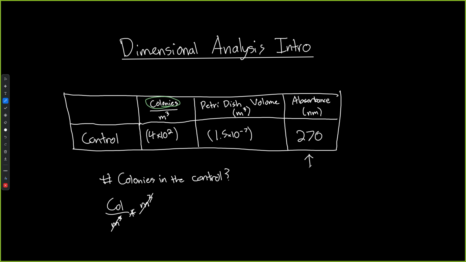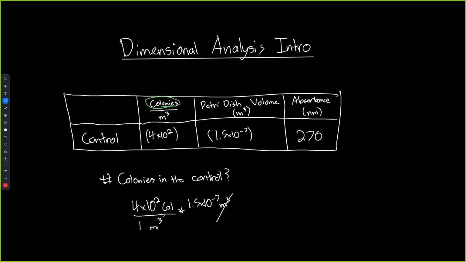I gave you absorbance just to kind of throw you off a little bit. But basically, that's all we have to do here. So just to show you with the actual numbers, we have 4 times 10 squared. This is colonies in every 1 cubic meter. And we are given a volume of 1.5 times 10 to the negative 7th cubic meters. I'm realizing that cubic meters doesn't really make sense for Petri dishes. We usually measure those in area rather than volume, but that's okay.